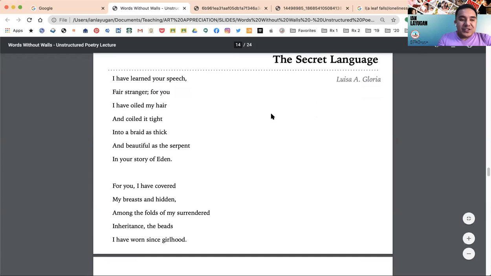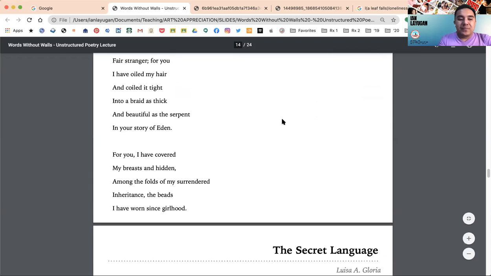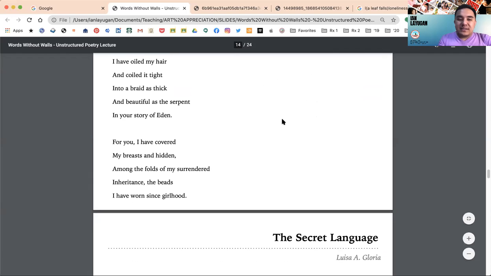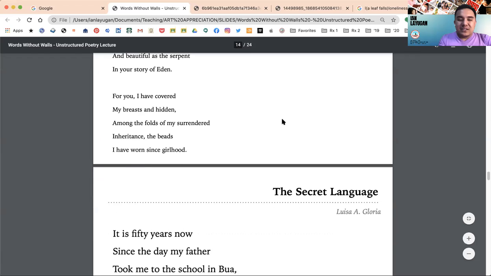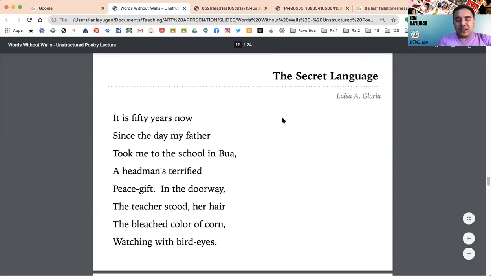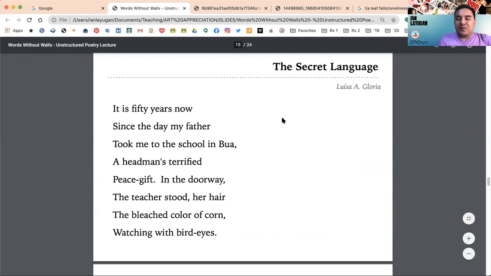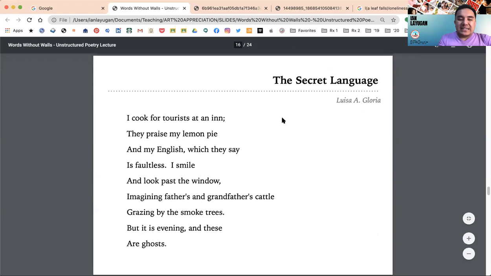The Secret Language. I have learned your speech, fair stranger. For you, I have oiled my hair and coiled it tight into a braid as thick and beautiful as the serpent in your story of Eden. For you, I have covered my breasts and hidden, among the folds of my surrendered inheritance, the beads I have worn since girlhood. It is 50 years now since the day my father took me to the school in Bontoc, a headman's terrified peace gift. In the doorway, the teacher stood, her hair the bleached color of corn, watching with bird eyes.